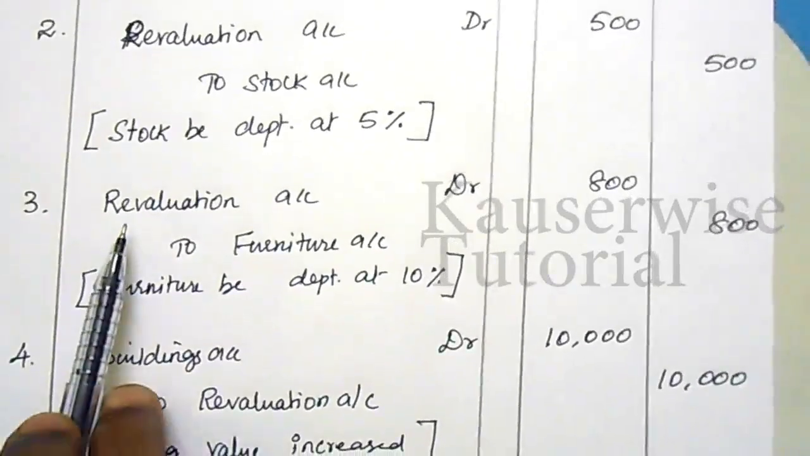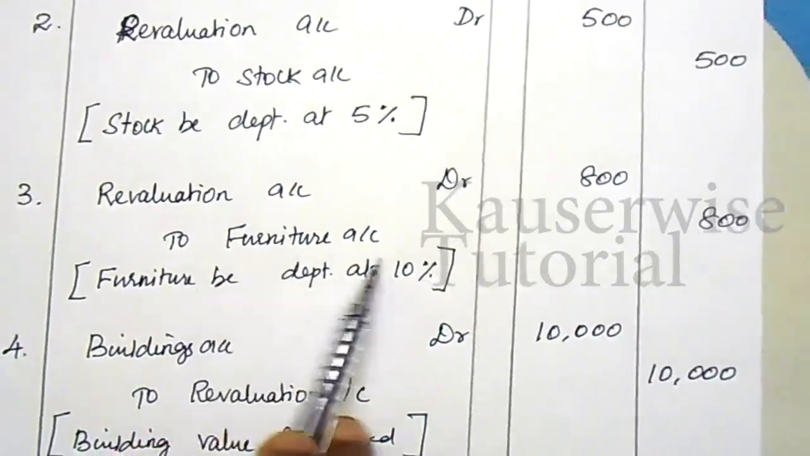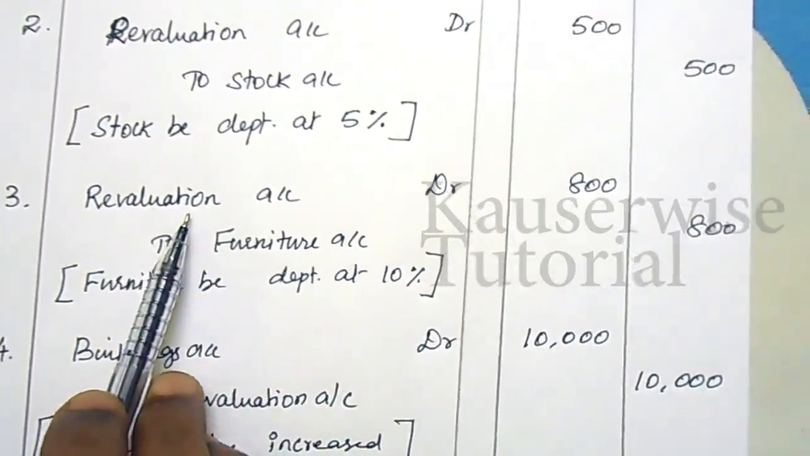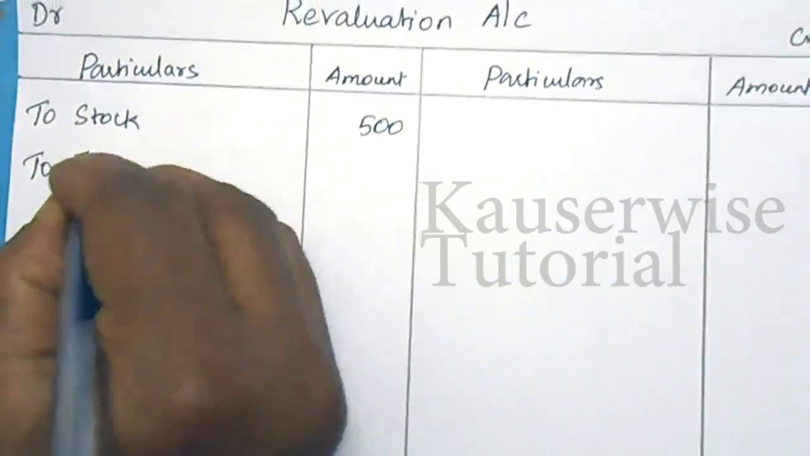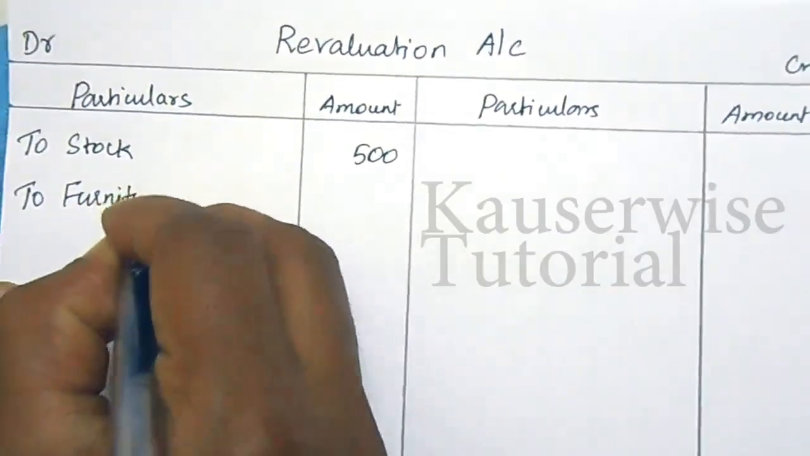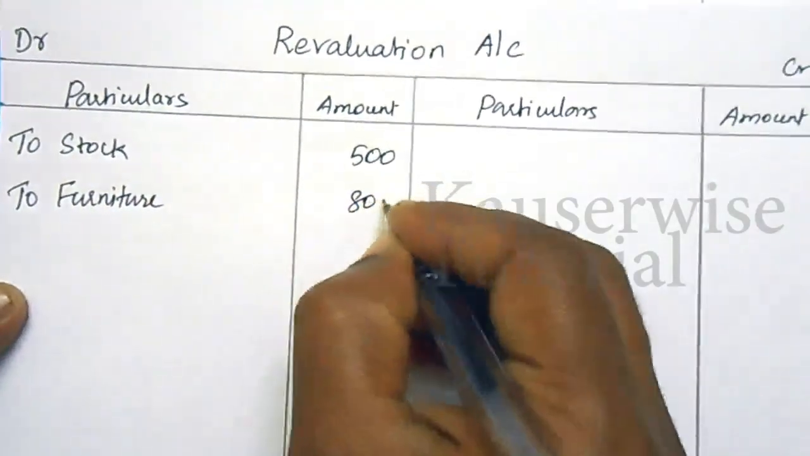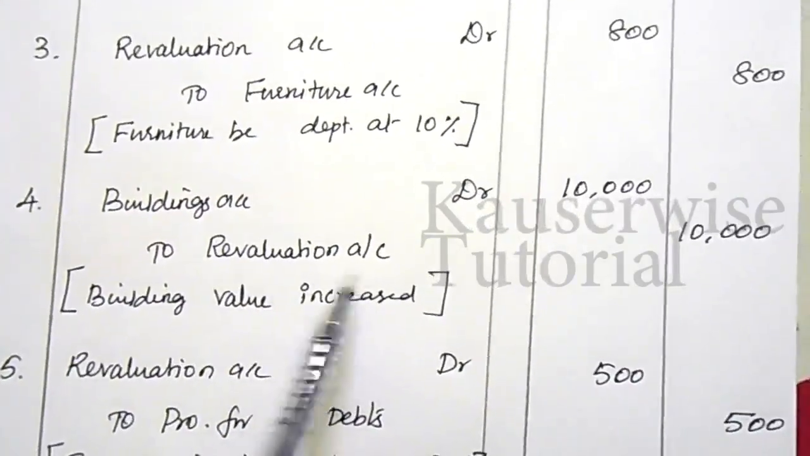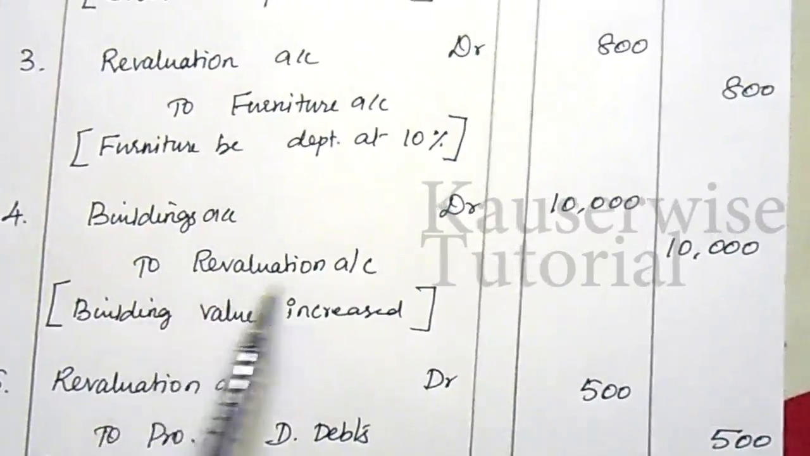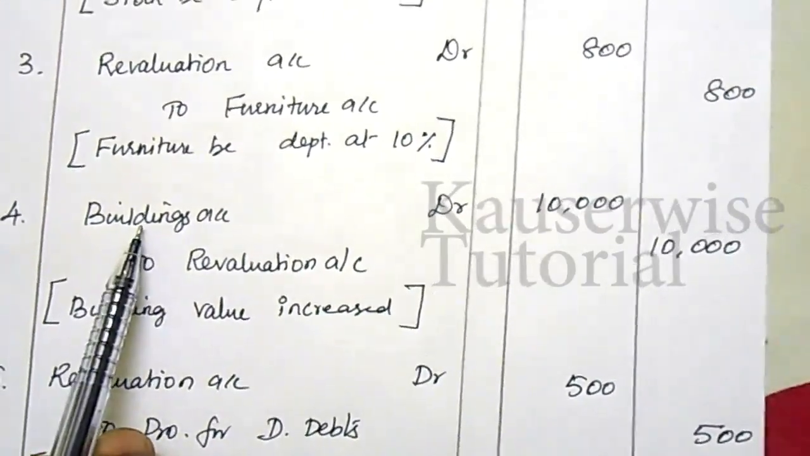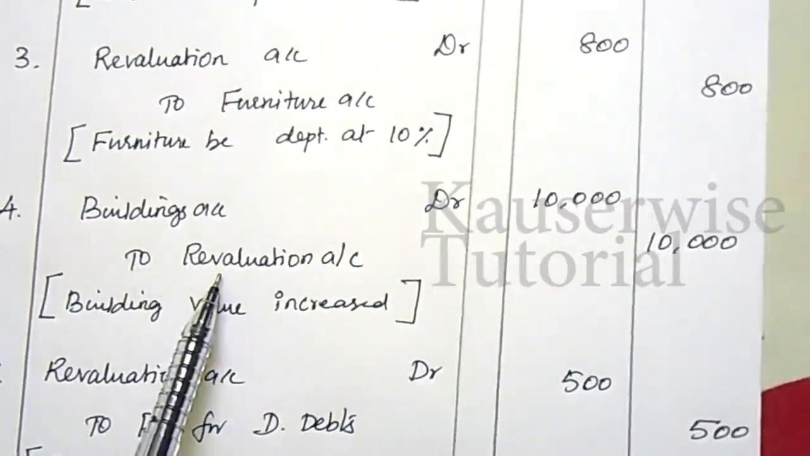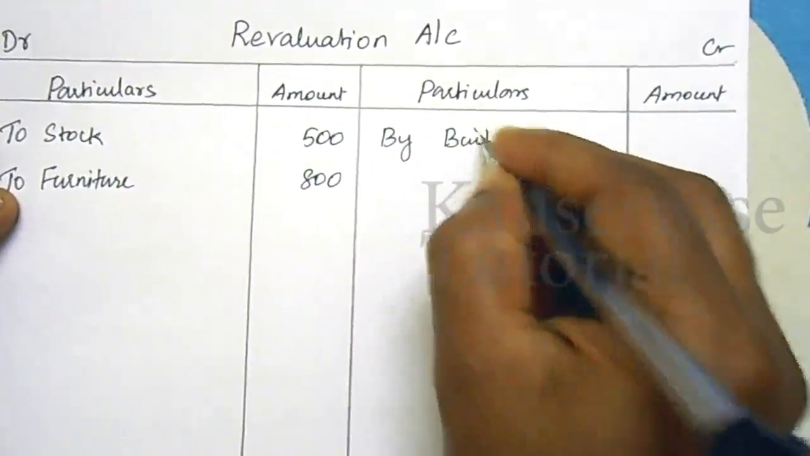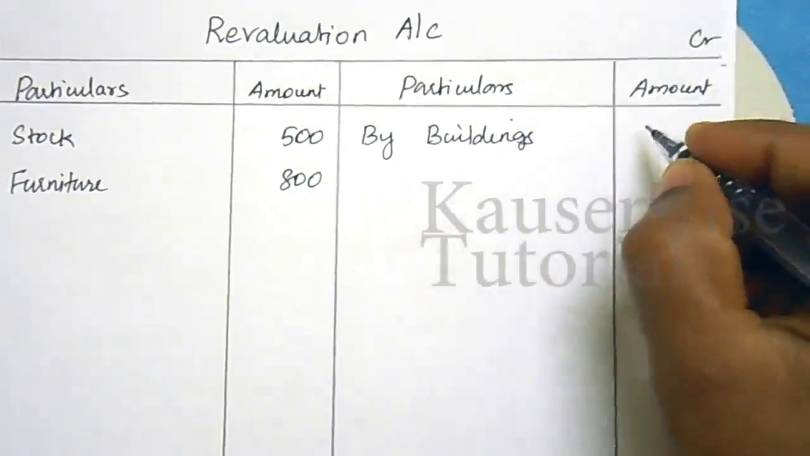Next, third entry, revaluation account debit to furniture. Enter furniture under debit side of revaluation account. To furniture, 800. Next transaction, buildings account debit to revaluation account. So building is debit side, revaluation is credit side, no. So enter building under credit side of revaluation account. By buildings, 10,000.